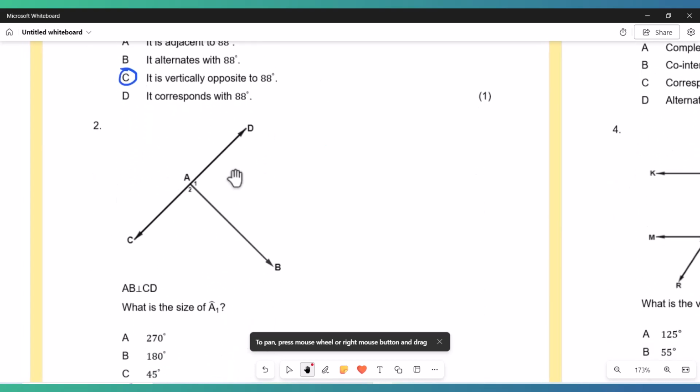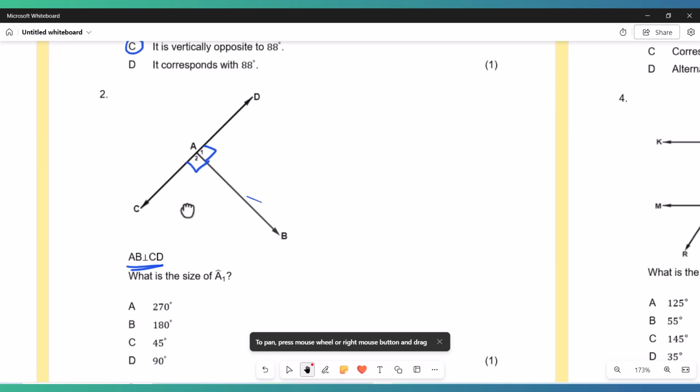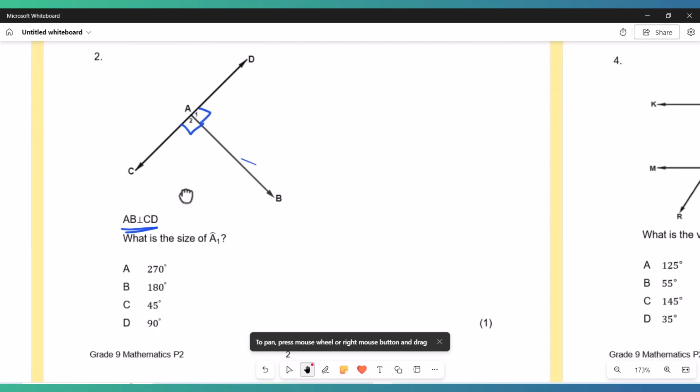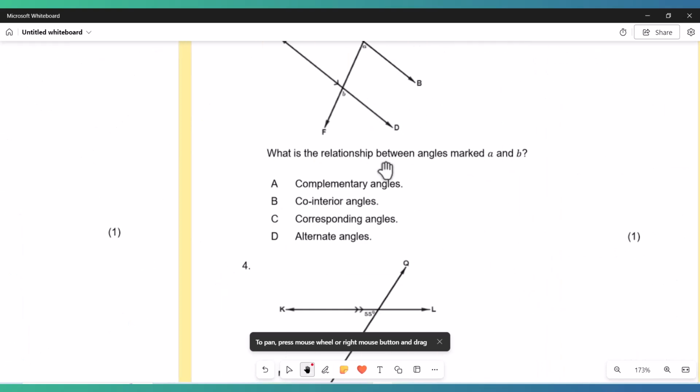Next question. AB is perpendicular to CD. What's the size of angle A1? If we say perpendicular, we mean that it makes 90 degrees. So angle A1 must be 90 because they are perpendicular. Perpendicular means they are 90 degrees to each other.